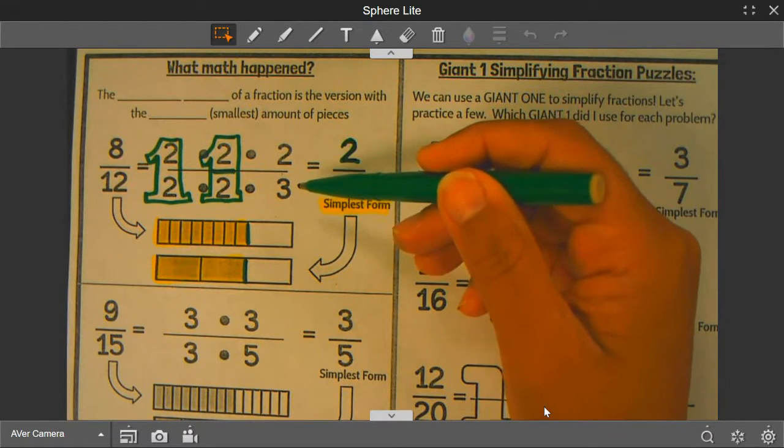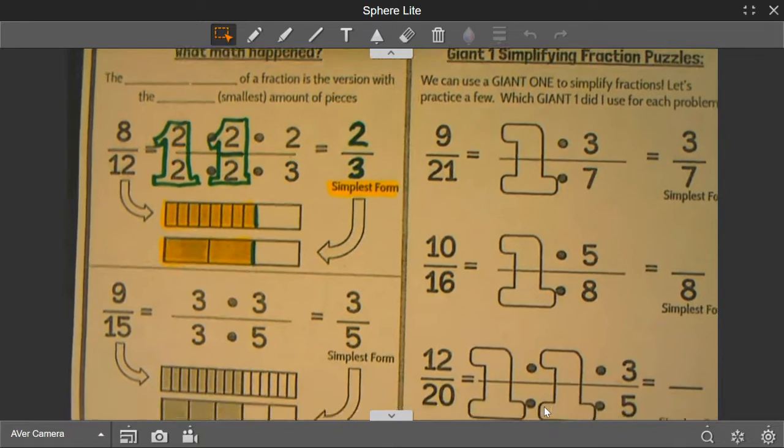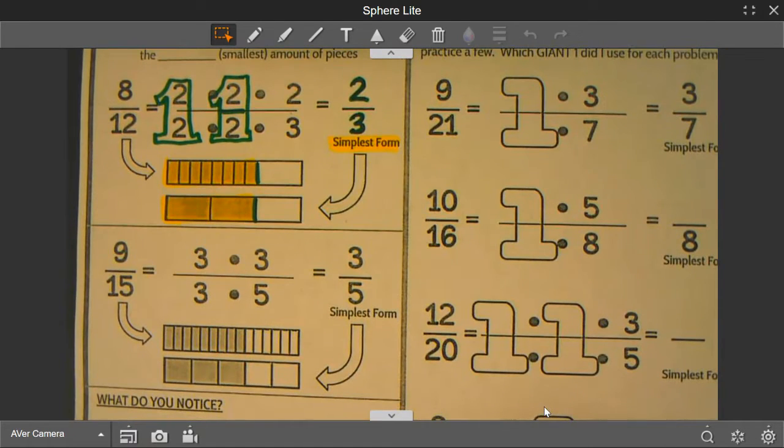Okay, so now let's take a look at the second one. I have the fraction 9/15. Let's go ahead and shade that in.